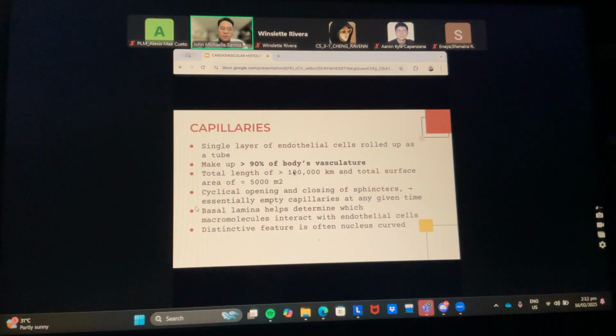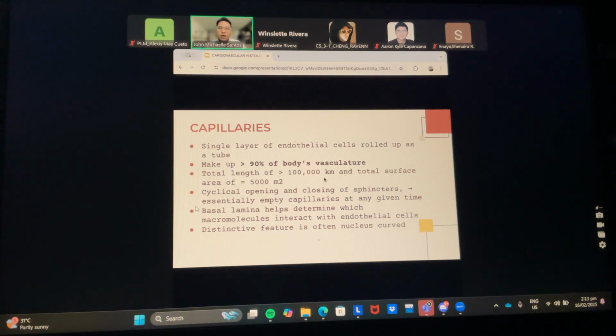So total length, kapag pinagsama-sama mo lahat yan, they extend to 100,000 kilometers and total surface area of 5,000 square meters. So basically, kung kinombine mo kasi lahat ng capillary mo sa katawan, mas malaki pa yan kesa sa pinakamalaking artery mo. Okay? Or pinakamalaking vein mo.